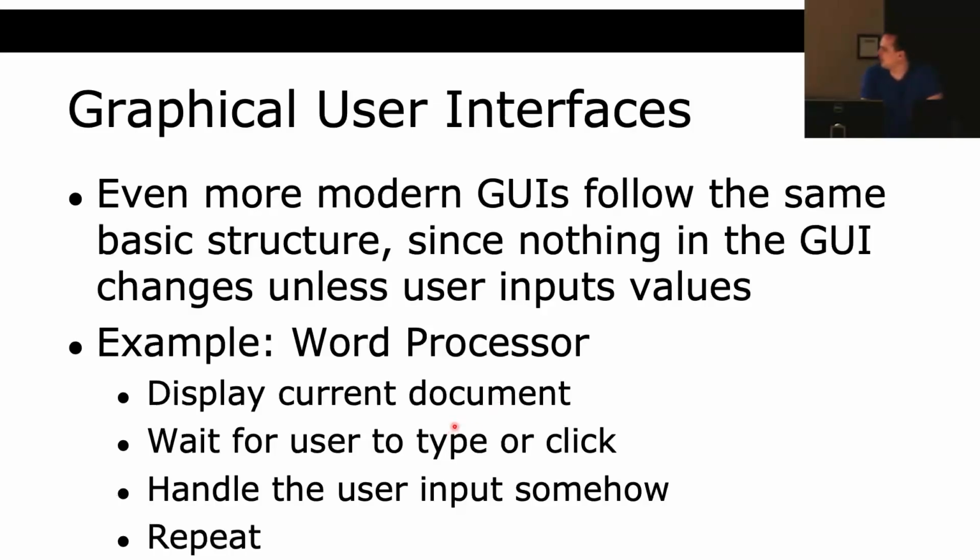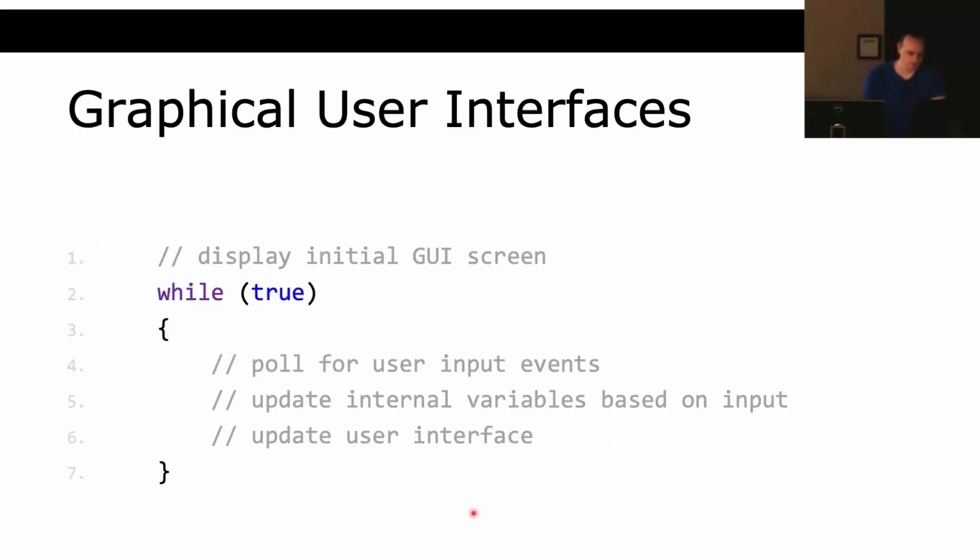So you're going to display some current document or a blank document, and then it's not really going to do anything else until you do something to that document. Like you could type it in, you could select some text, you could change the font size, whatever. And then it would handle that user input somehow and then repeat, right? So here, it's the same structure. It's the same overall architecture for that.